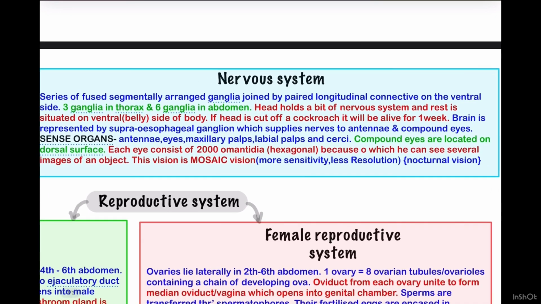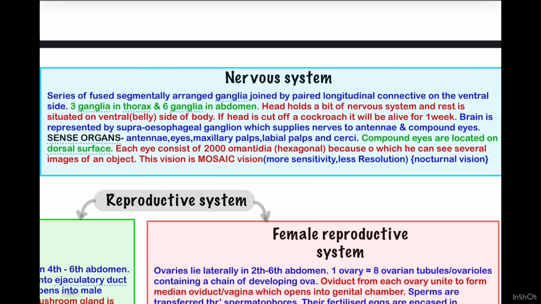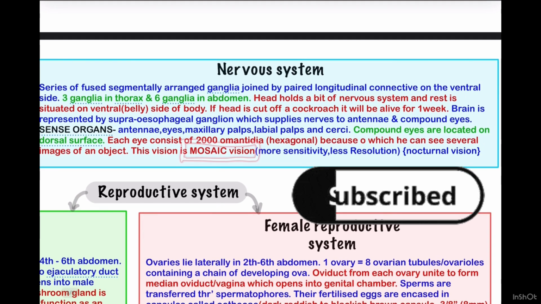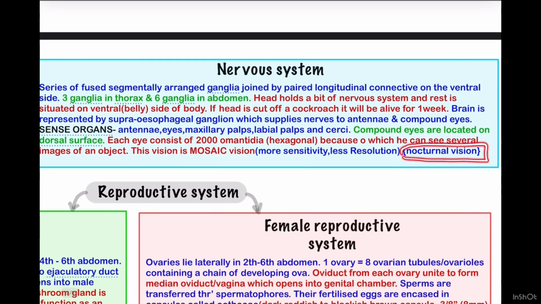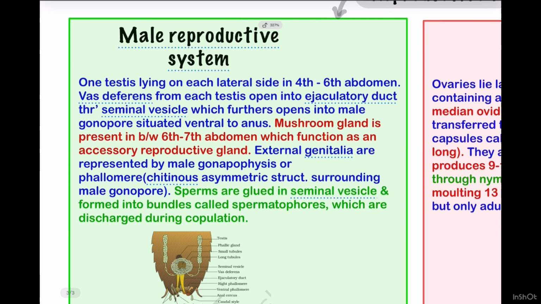Compound eyes are located on the dorsal side. Dorsal side is important. Each eye consists of 2000 ommatidia, which are hexagonal in structure, because of which several images of an object can be seen. This vision is called mosaic vision, or you can consider it like nocturnal vision. The main property of mosaic vision is more sensitivity, less resolution. That's about it. And next we go with the male reproductive system.